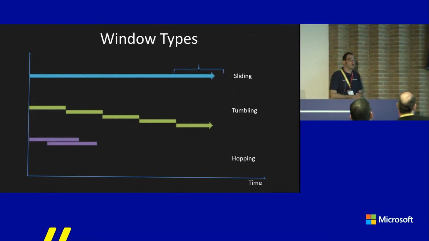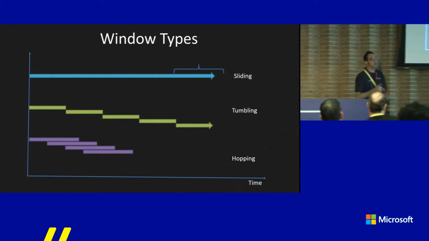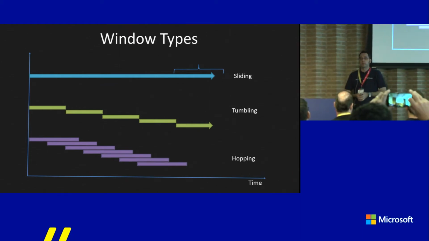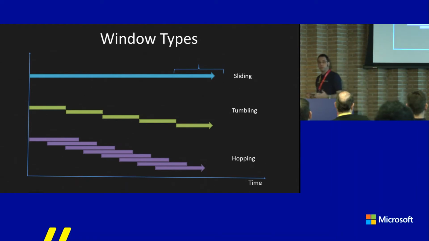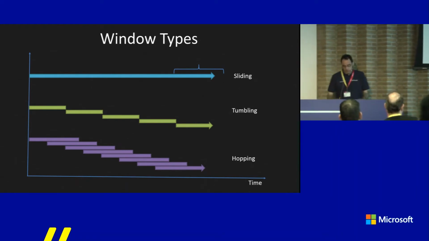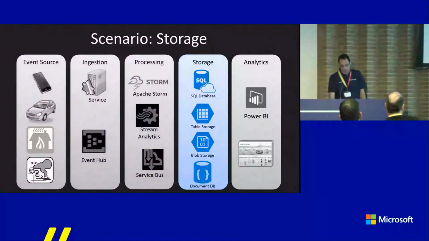So then you've got the option of using a hopping window. You could set this to have a 1-hour duration and a 10-minute hopping interval. So every 10 minutes, it will give you the average temperature from the previous hour. So you can basically combine these window types in your queries.